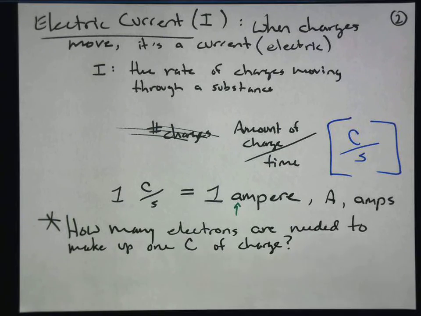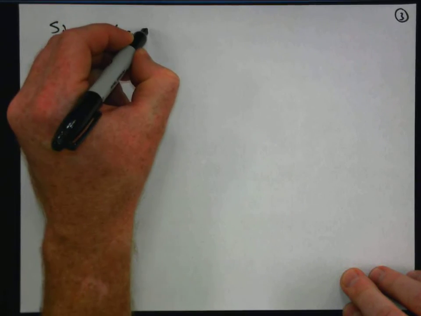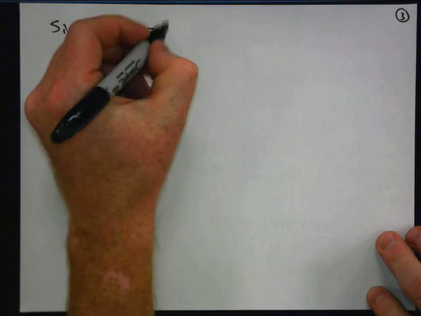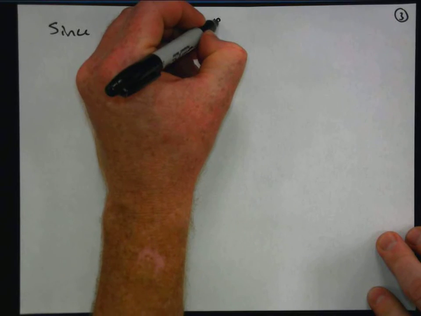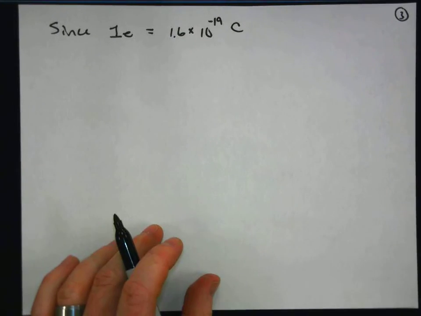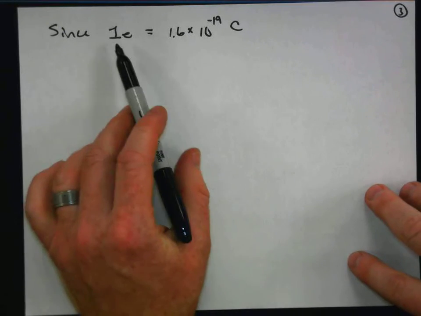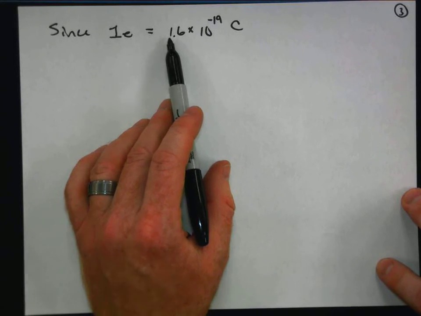So let's check this out. How's this going to work? Page 3 here. So some things we know. Since 1 electron has a charge, or it's equivalent to 1.6 times 10 to the negative 19 coulombs of charge. There's the fundamental charge basically coming into play, right? And yes, I recognize that electrons are negatively charged. That's okay. We're just going to come up with a number here.